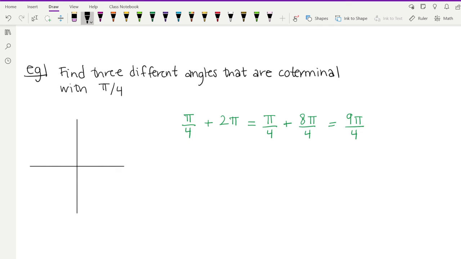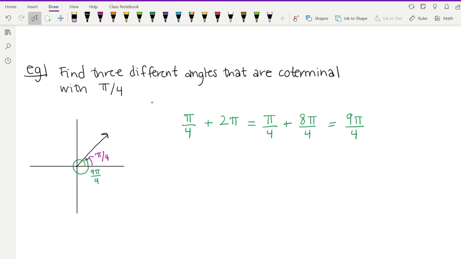So let's sketch both of those. So pi over 4 would look like this. So pretty similar to 41 degrees from the last problem. 9 pi over 4 would mean that we're going all the way around, and then we're going an extra pi over 4. And so that is 9 pi over 4, coterminal.